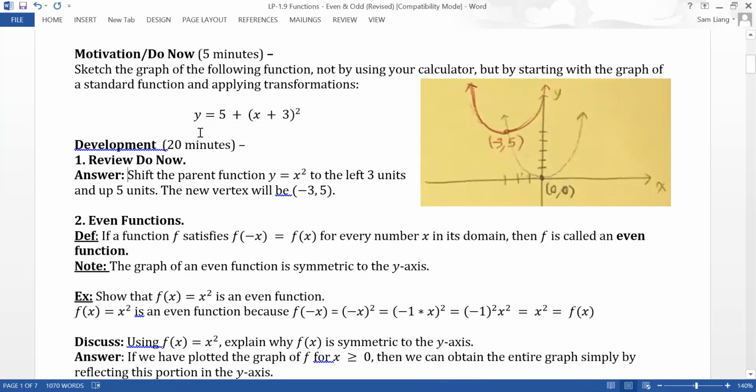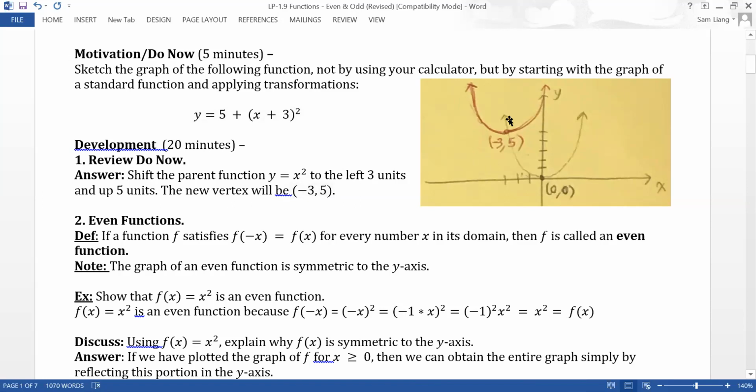So this plus 5, don't be confused because it's on the left, but that'll shift up 5 units. We're just adding 5 to the outside of the x. Since x plus 3 is contained, the 3 is attached to the x variable, that'll be a horizontal transformation. And as we know, it's left 3, and then this is up 5. Here I also write that the new vertex will be (negative 3, 5).